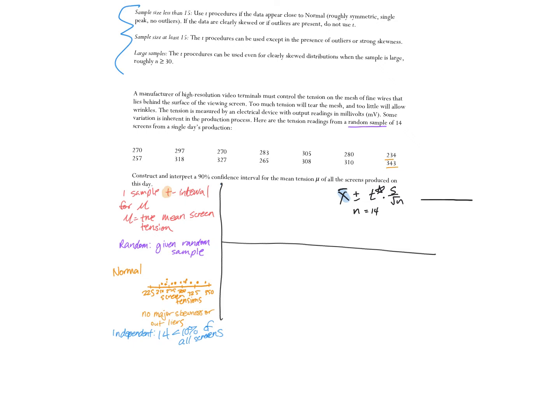And once we know n, can we find t star? We draw a little normal curve with a mean of 0. How many degrees of freedom do we have, y'all? 13. We just take our sample size minus 1. Okay? 90% confidence means we want the middle 90% of our x bars. What does that make the area of the tails? 0.05.